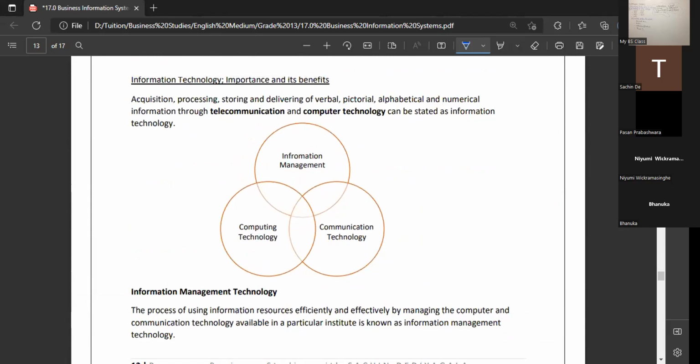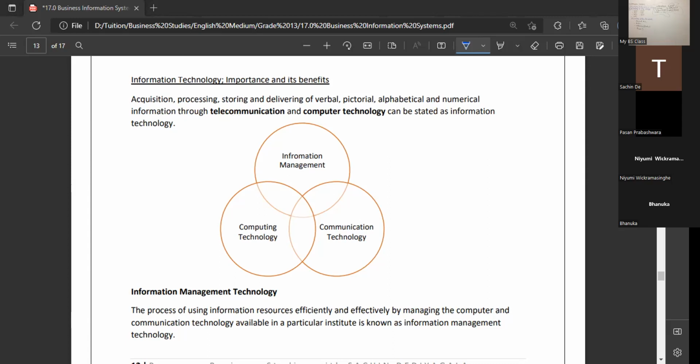Right, so let's move to this part as well. Information technology, importance and its benefits. So we got a set of benefits when it comes to this part. The acquisition, the processing, storing, and the delivering of verbal or pictorial data. So we discussed the types of data. Through telecommunication and computer technology is the IT. The IT simply is about the usage of data, and you process data through different systems.